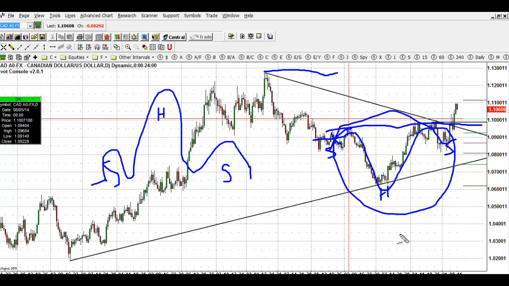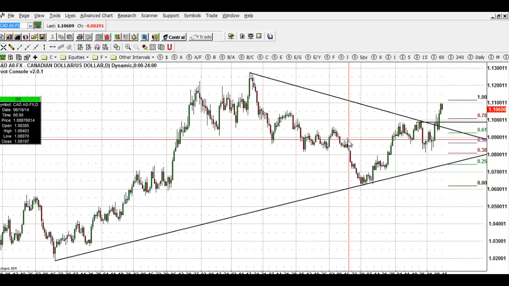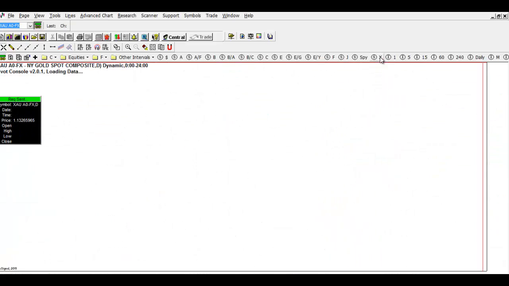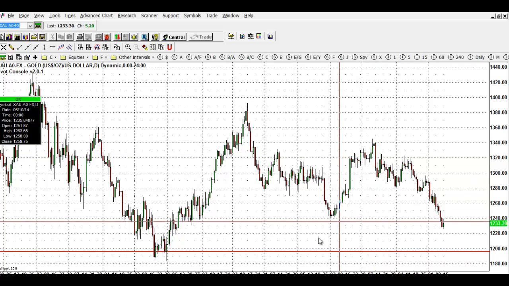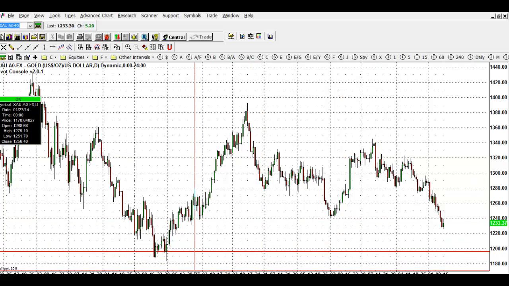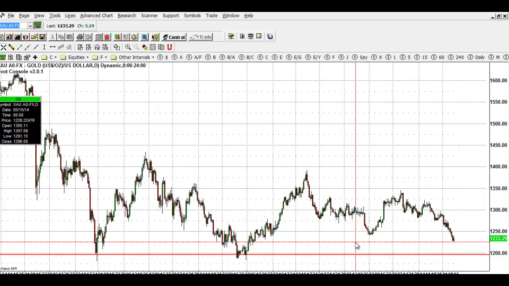Okay, so I hope you enjoyed this market presentation. Keep an eye out on the markets, especially keep an eye out on gold, because we could see the market attempt to break this support at the 1200 level. So we'll be keeping an eye out on that for gold.